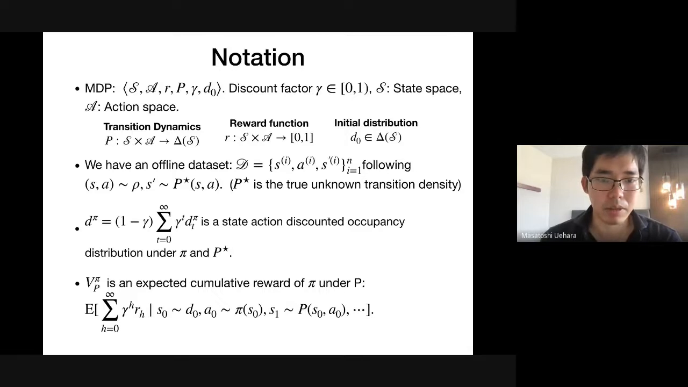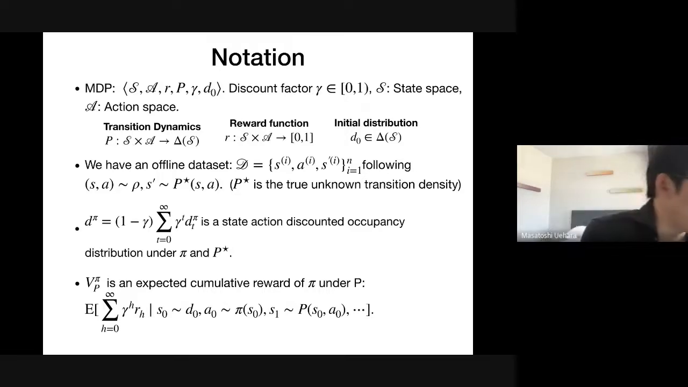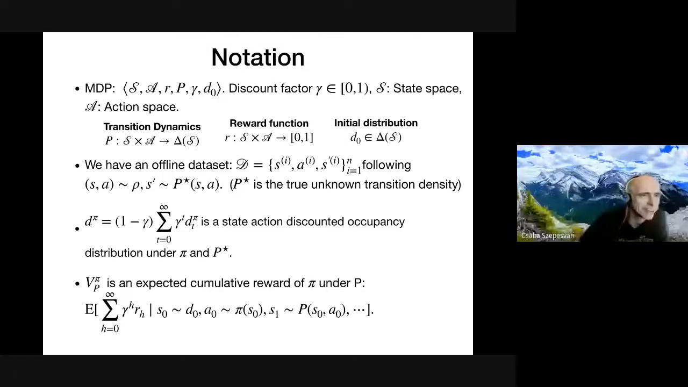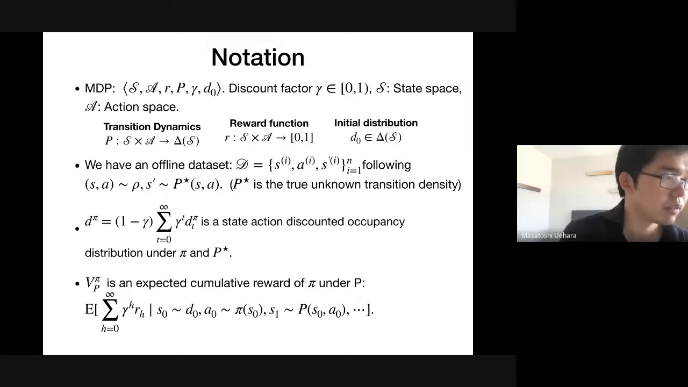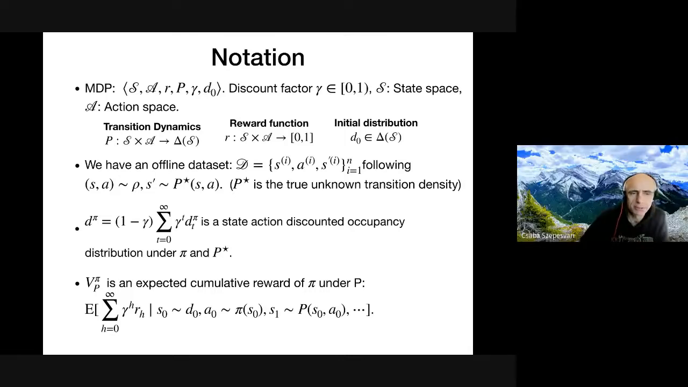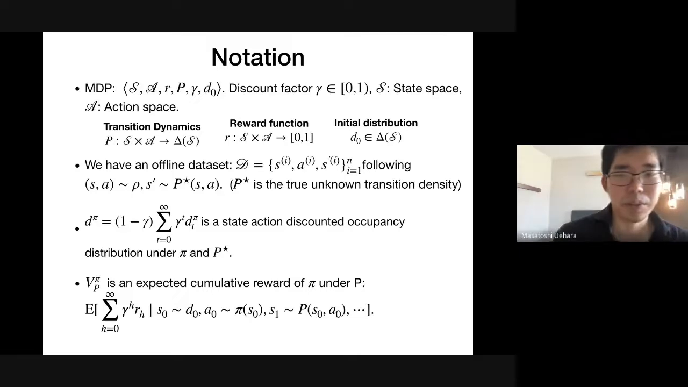And since we don't know P star, we need, Chaba is asking a question. Sure. I was just wondering, you said that this is an unknown transition density. So the question is whether it's important that it's a density or not. Oh, sorry. Yeah, it can be just a distribution. Okay. Yeah. Thank you.